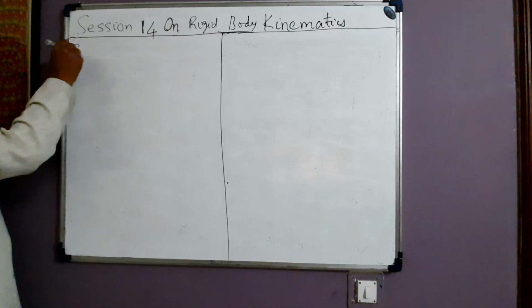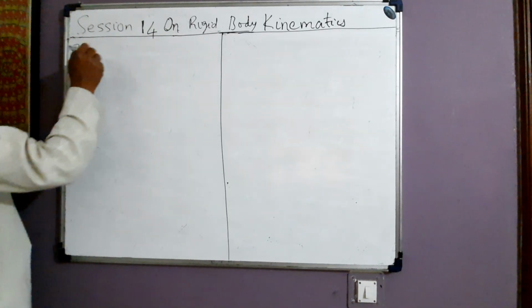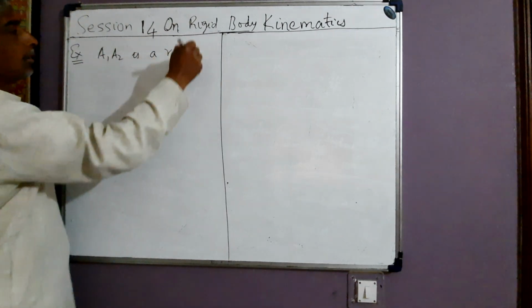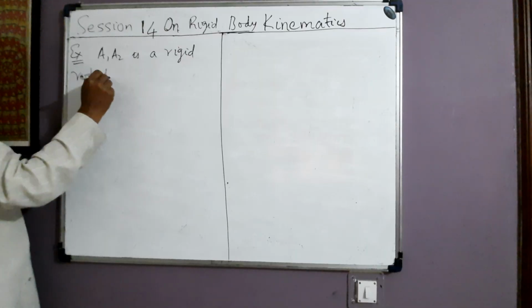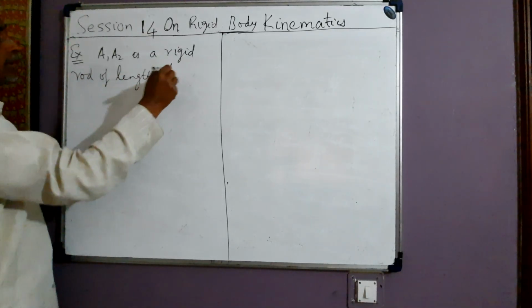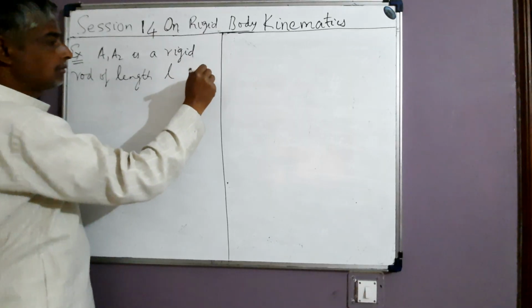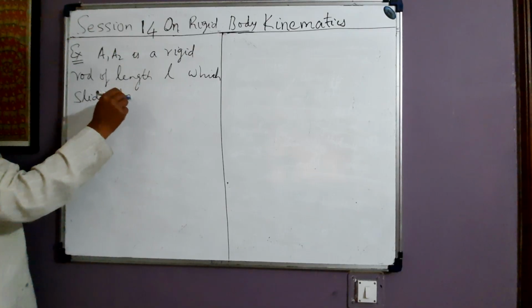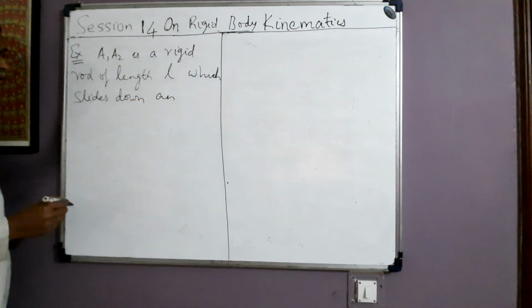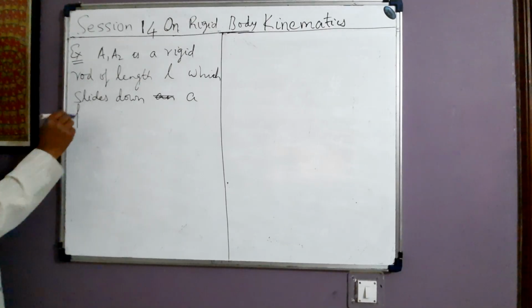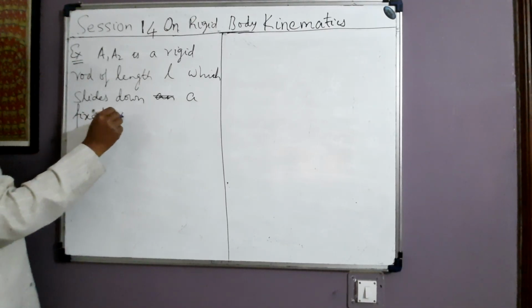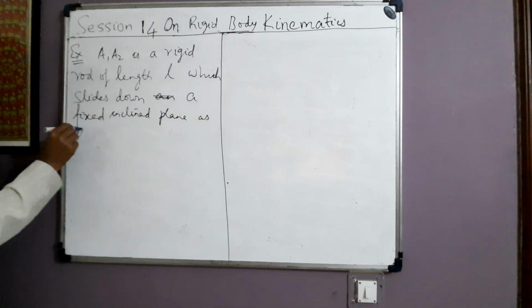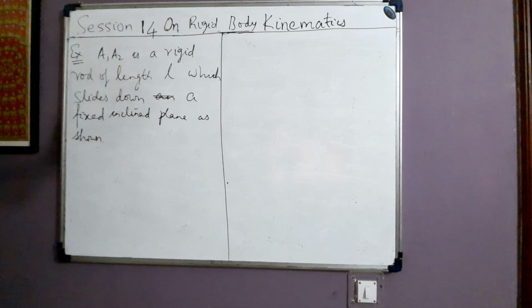So problem is this. A1, A2 is a rigid rod of length L which slides down a fixed inclined plane as shown. Okay.